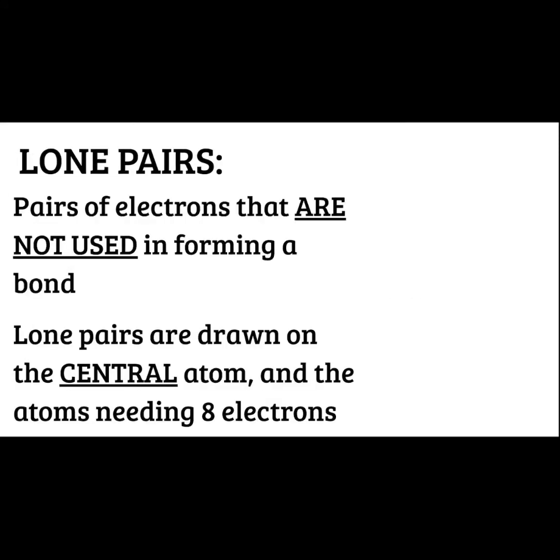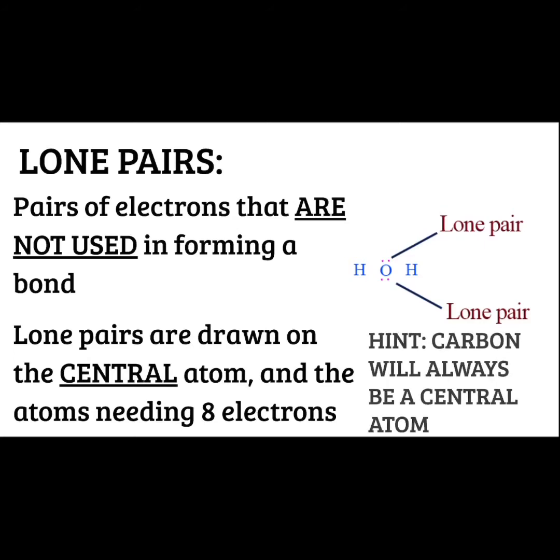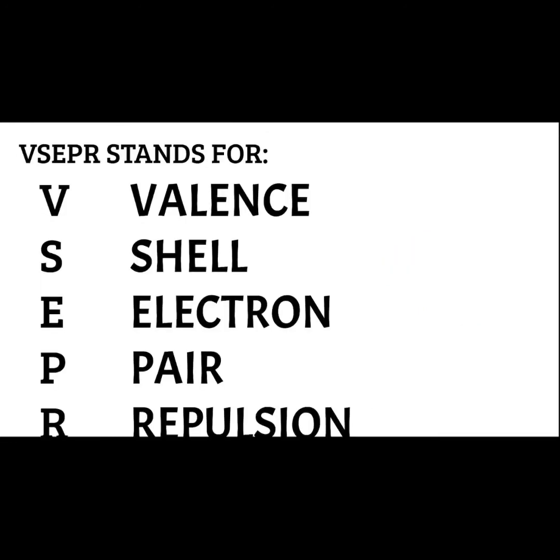We have lone pairs. Those are pairs that are not used in forming a bond. They're always drawn around the central atom. And remember that atoms need to have 8 electrons to be stable. So in this H2O example, I have 2 lone pairs. And then I would also have 2 bonded pairs, one going from each hydrogen to the oxygen. A helpful hint is that carbon's always going to be a central atom. VSEPR stands for valence shell electron pair repulsion.